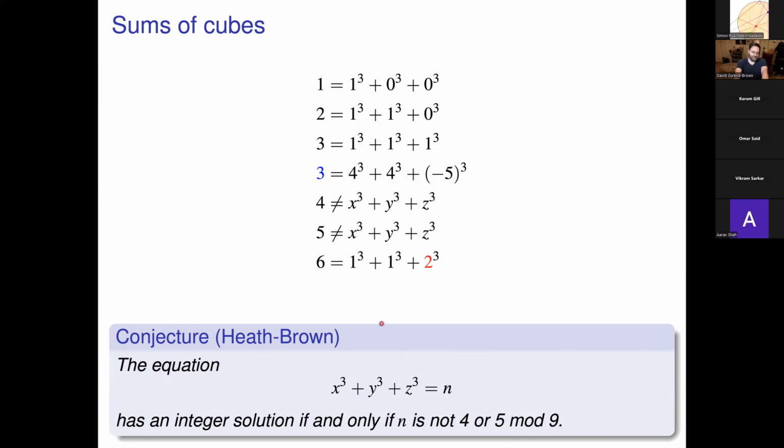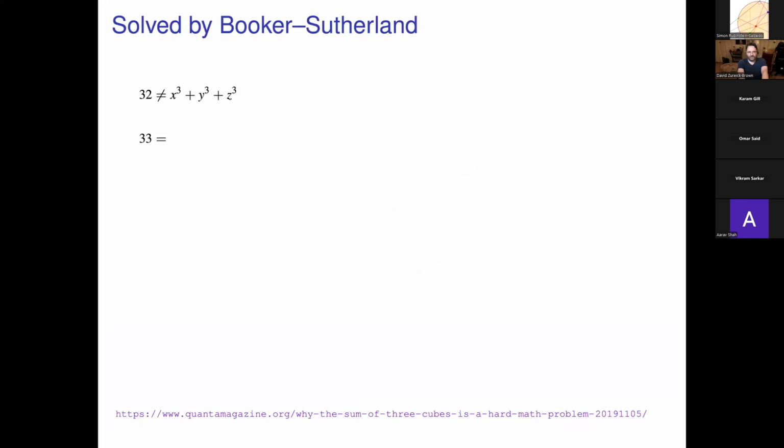This is a conjecture that's still open. We'll probably also solve the Riemann hypothesis before this one. And so the conjecture is when there's not a mod 9 congruence condition, there should be a solution. And people have worked on taking data. So for 32, that's not good mod 9, so there's no solution.